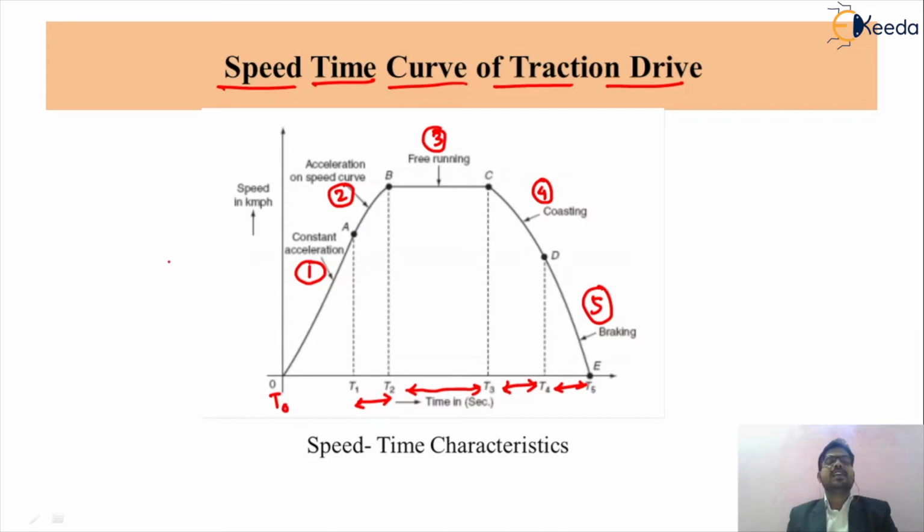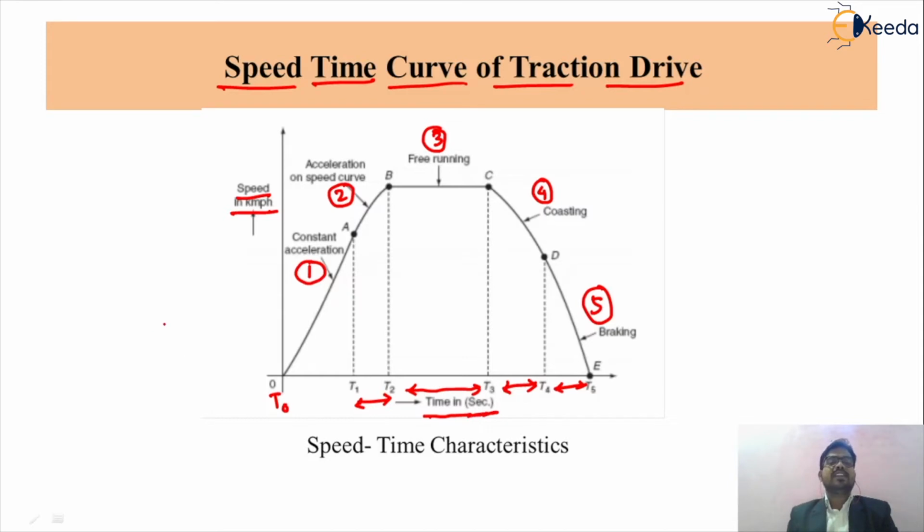So friends, let's understand what exactly a speed time curve of a traction drive means. From that curve we get the different periods. These periods are drawn on the basis of time and speed, so this type of curve is called a speed time curve. The speed is in kilometers per hour, and the time is considered in seconds.